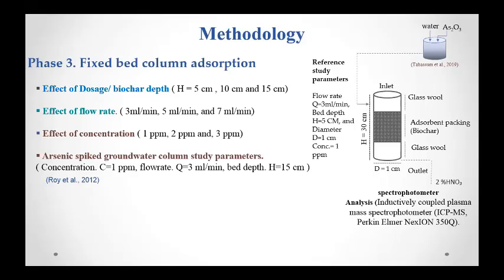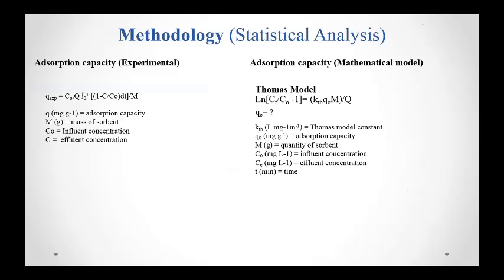Here, a solution was passed through the column from top to bottom with the help of a peristaltic pump at a certain flow rate, where after every half hour the effluent was collected and preserved by putting 2% nitric acid in the sample, and it was analyzed through ICP-MS. These are the different conditions under which the efficiency of biochar was detected and calculated, with different dosages, different flow rates and different concentrations. And finally, the groundwater study was also conducted. And these are the mathematical expressions through which the adsorption capacity was calculated, and graphical representations were generated.